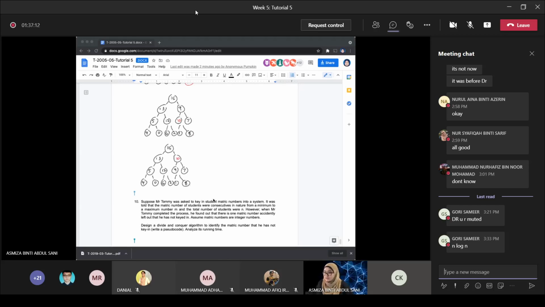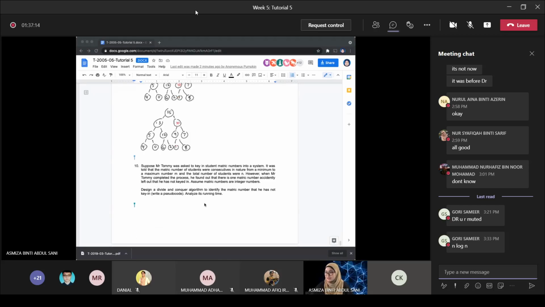All right. So last question. This one is something where you need to think of a way of how we can solve this problem. So this problem is that Mr. Tommy is keying some student metric numbers into the system, and we know that the metric numbers are consecutive in nature from some minimum number to some maximum number m. That's why the answer is m last time. And the total number of students is n.